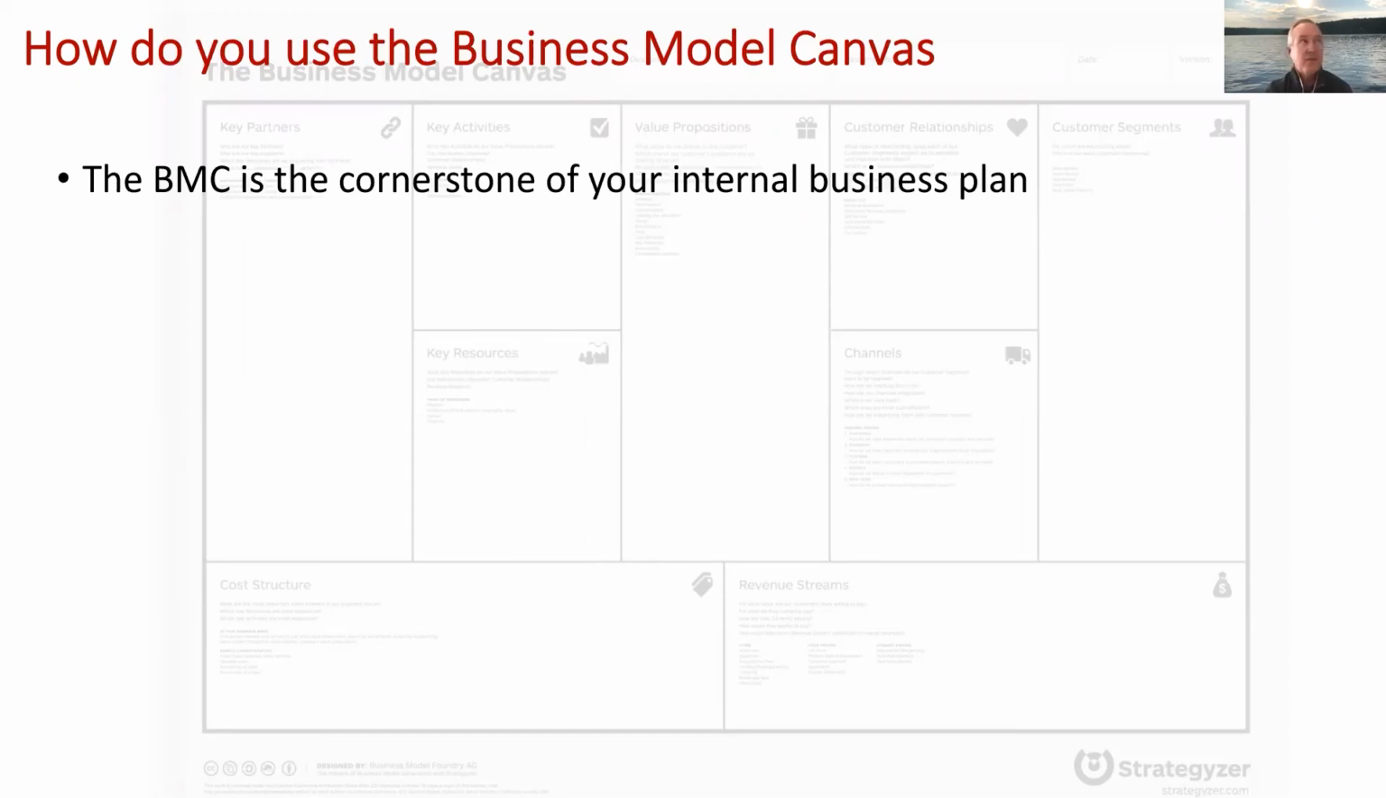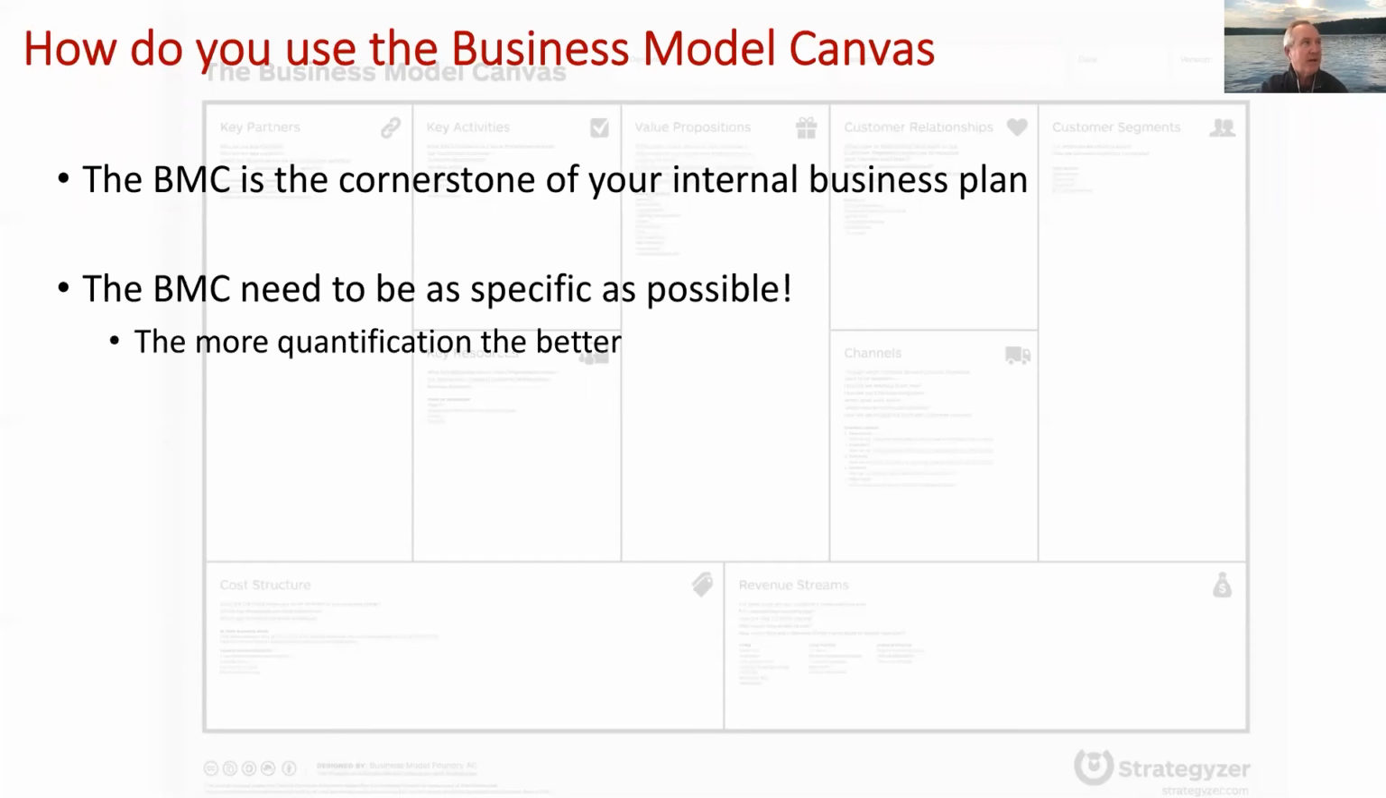This is a business plan for just my team and myself. It's on the wall. Everybody sees it when they walk in, and we can use it to understand where we should be focusing our time.